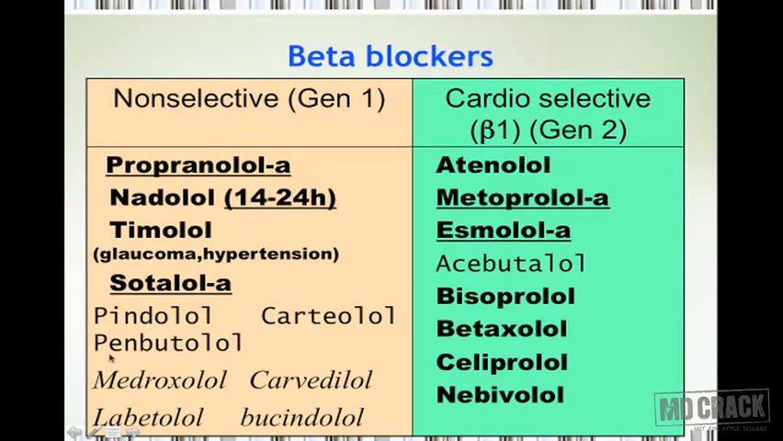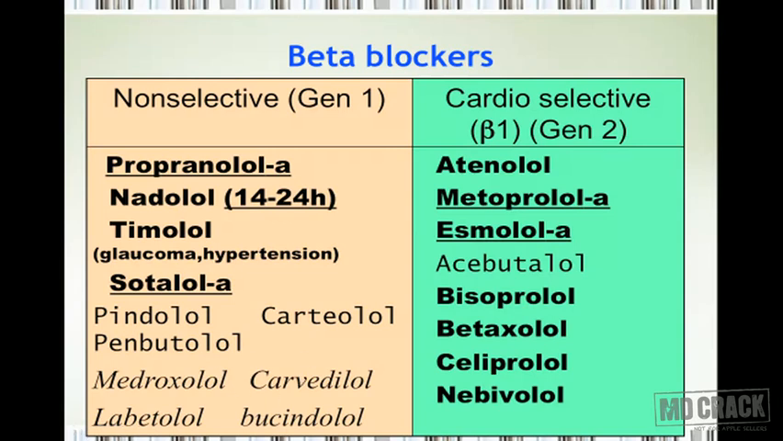Apart from this, the slide is also showing you some important things. If you go down on the non-selective side, you're finding 3 blockers which have been shown in a different font. That's pindolol, carteolol, and penbutolol. The purpose of writing them in a different font is you need to remember these are the beta blockers with intrinsic sympathomimetic activity. That's called ISA, intrinsic sympathomimetic activity. Pindolol, carteolol, and penbutolol.